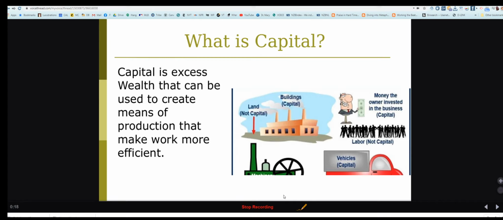If you have money left over, you can use that to invest in buildings, machines, and things that will allow you to be more productive in the future and that will make work more efficient. So capital is excess wealth that can be used to buy and create improved means of production, ways of creating more wealth and more products.